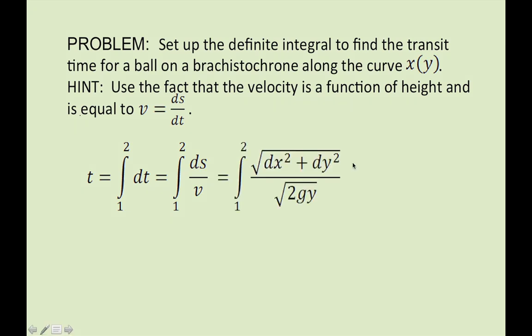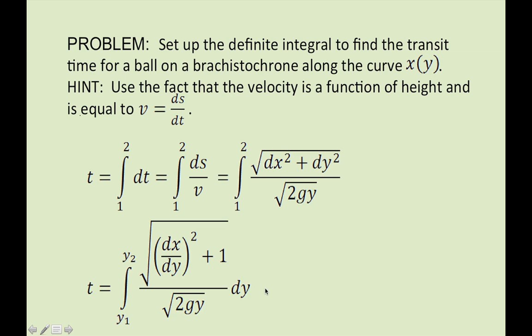ds is of course just the square root of dx squared plus dy squared. v is just the square root of 2 times the gravitational constant g times the height y. You should remember this expression from introductory physics. If you've forgotten this expression, you can rederive it by setting the kinetic energy equal to the potential energy.